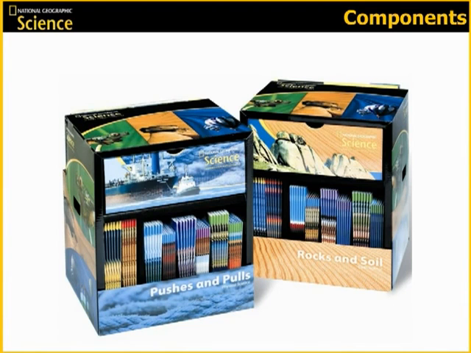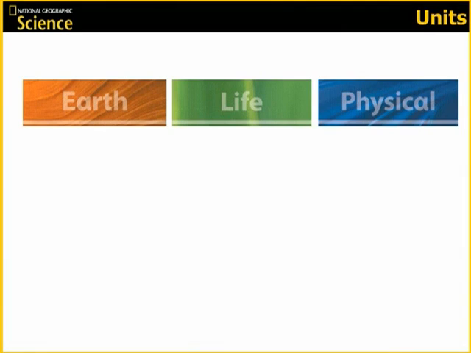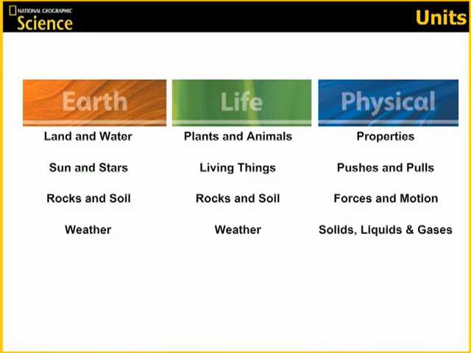As a reminder, in Grades 1 and 2, all print components for each unit will be housed in a kit like you see here. All of your big books will be found here in the back of the kit. This drawer contains all of your teaching materials, and all of your student books are here. There are 12 units available for Grades 1 and 2, 4 units for each of the areas of science: Earth, Life, and Physical.